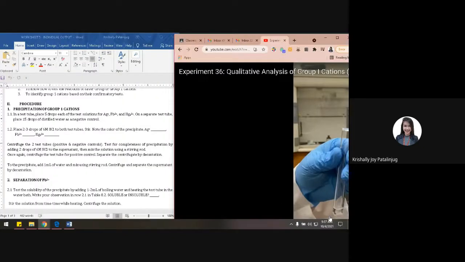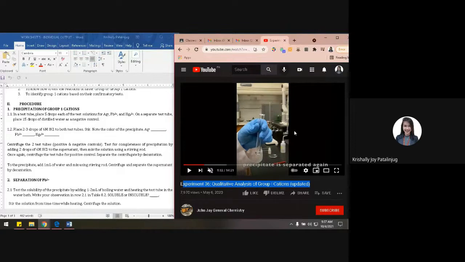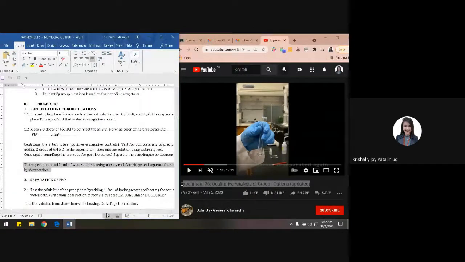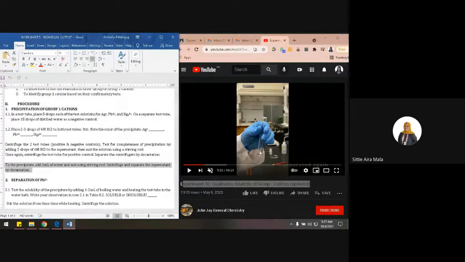Okay, let's proceed to the next step. Please read. Who else is present? City, is City here? Yes, ma'am. This highlighted one. To the precipitate, add 1 ml of water and mix using a stirring rod, then centrifuge and separate the supernatant by decantation.